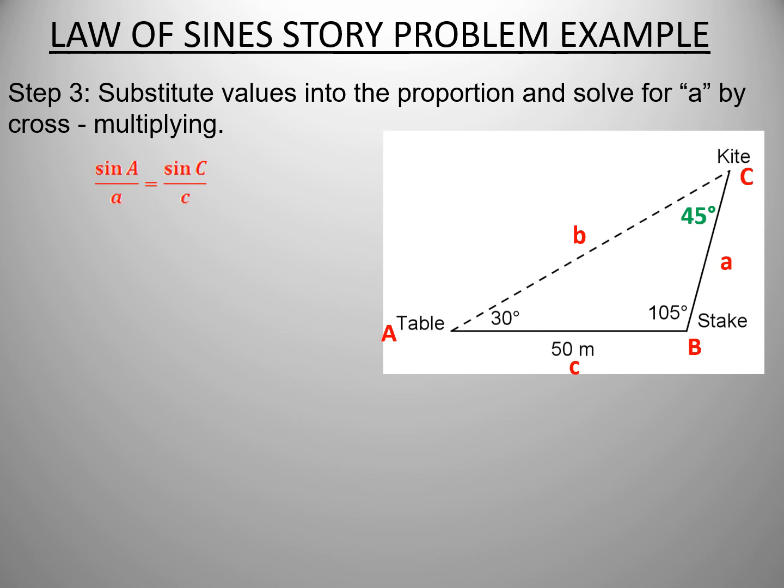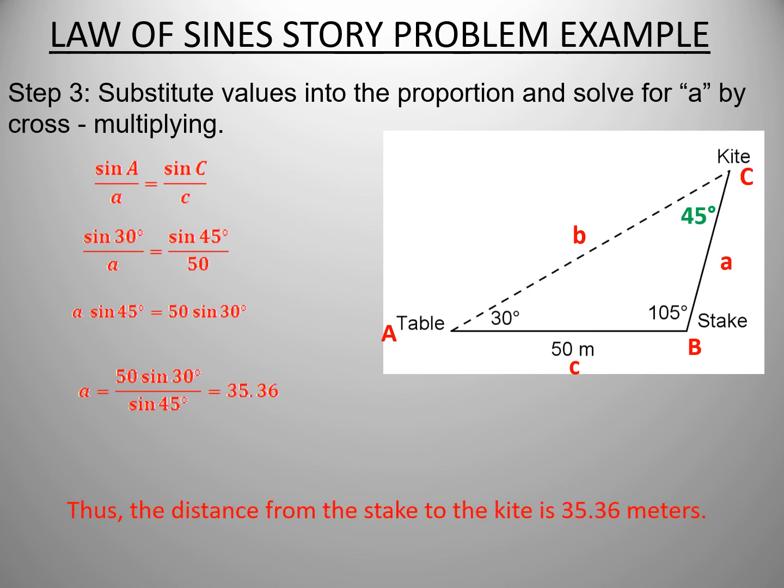So, step 3, we substitute our values into the proportion and solve for a. So if we substitute in, we have sine of 30 degrees over little a equals sine of 45 over 50. Cross multiply, we have a times sine of 45 equals 50 times sine of 30. Divide both sides by sine of 45, and we get 35.36. Thus, the distance from the stake to the kite is 35.36 meters.